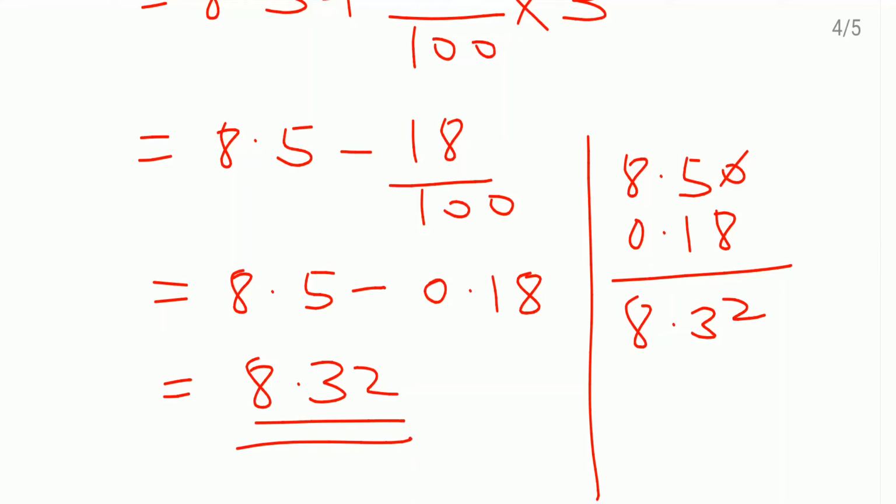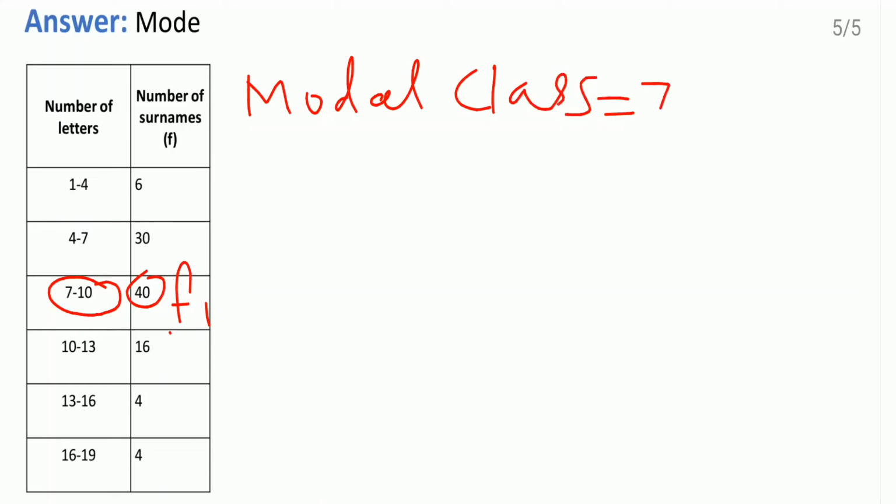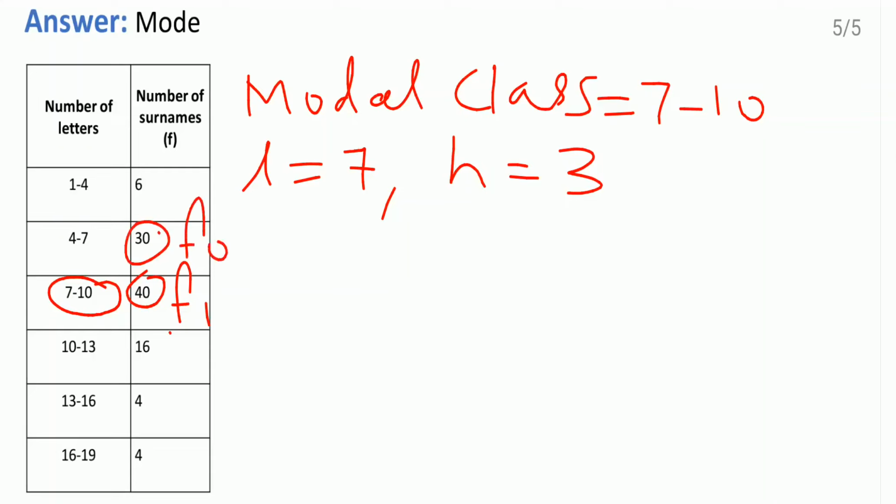Now the last one, we need to find out the mode. Let us see. First two columns as it is. We just have to find out what the maximum frequency is. So 40 is the maximum frequency. I will name it f1. And this class interval is the modal class. So I'll write down the modal class. Modal class is equal to 7 to 10. L is 7. H, the class size, is 3. Right? Now f1 is 40. Now what is the frequency of the previous class interval of the modal class? So this one here is f0. And the succeeding class is f2.